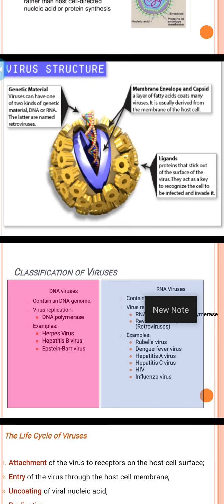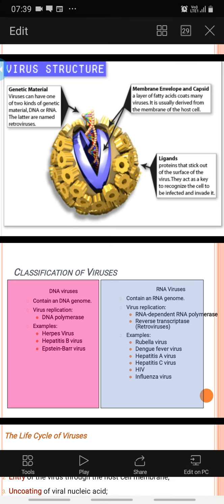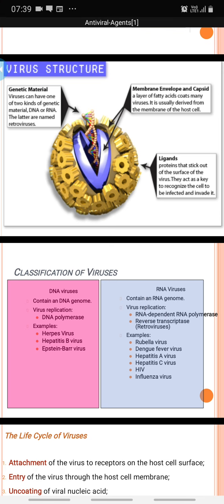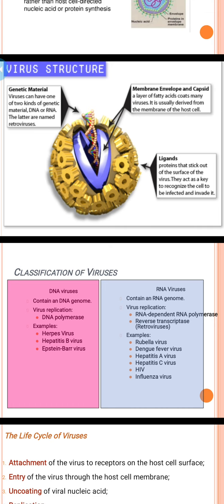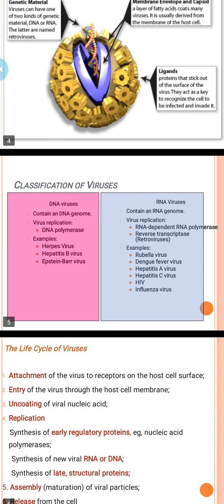So this is the classification of virus. We shall mainly discuss the DNA viruses like hepatitis B and herpes virus, and what the treatment options are. Among the RNA viruses, we have dengue fever virus, hepatitis A, hepatitis C, HIV and influenza. An RNA virus contains an RNA genome, and a DNA virus contains a DNA genome. Replication of the RNA virus is by RNA-dependent RNA polymerase or by reverse transcriptase, and for the DNA virus, it is DNA polymerase.